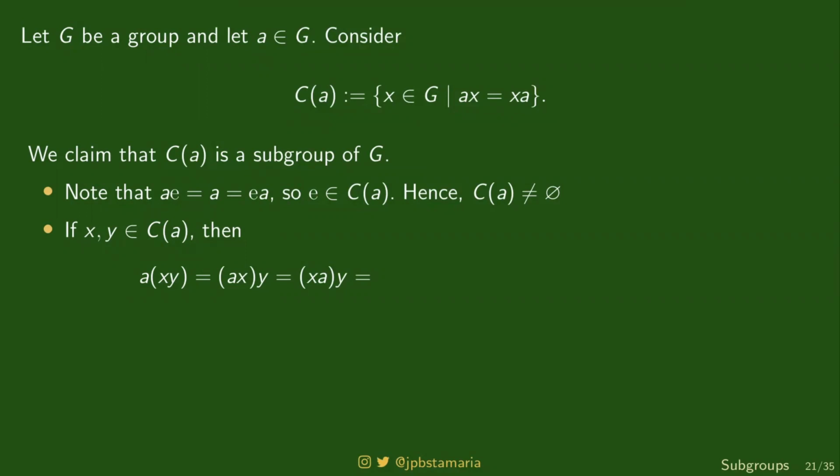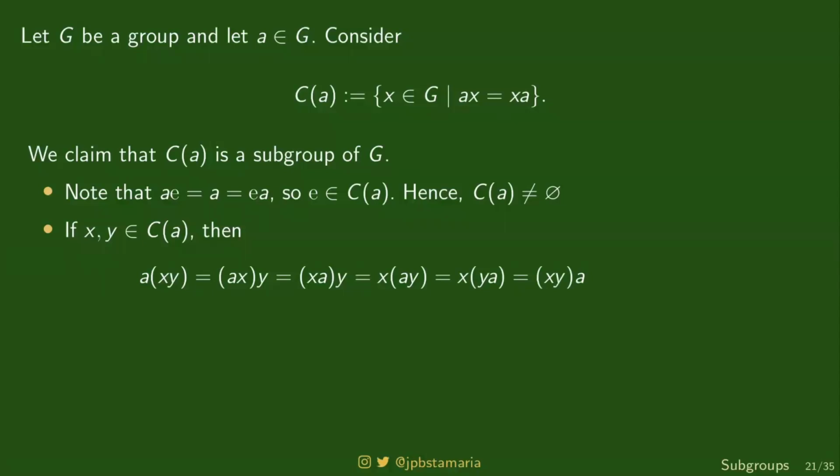Now, again, applying associative property in the group, you see that that's X times A times Y. And because Y is another element of C of A, it commutes with A. So I can rewrite A times Y as Y times A. And finally, applying associative property once more, I get the following, XY times A.